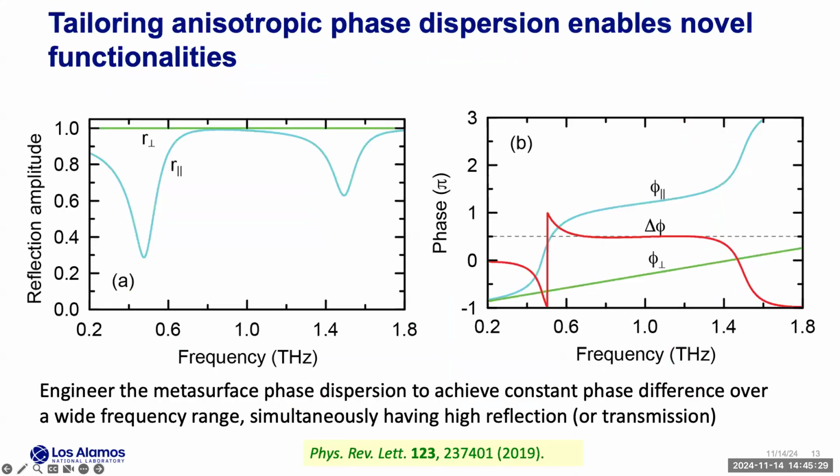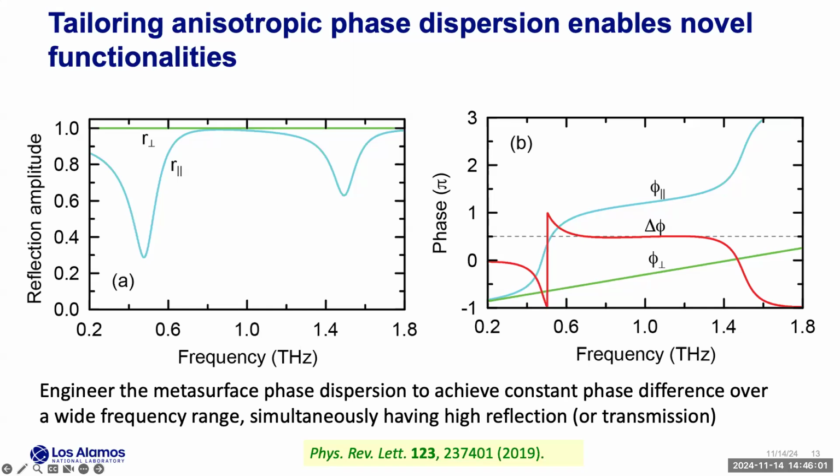So you can also do things with polarization. And now you're getting into more complex optical or terahertz functionalities. So you can engineer the metasurface phase so that it has a constant phase difference over a specific bandwidth. Okay, in this case, about 0.6 to 1.3, 1.4 terahertz, but also has a high reflectivity over that range.